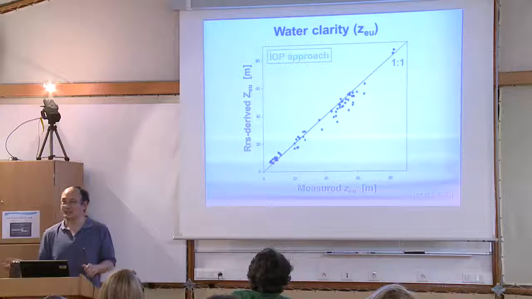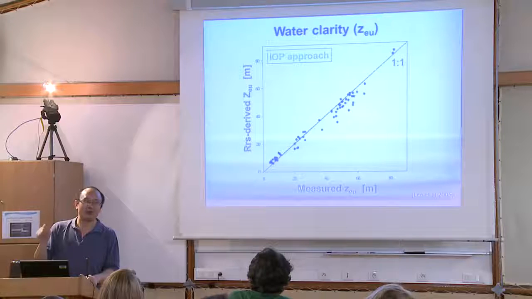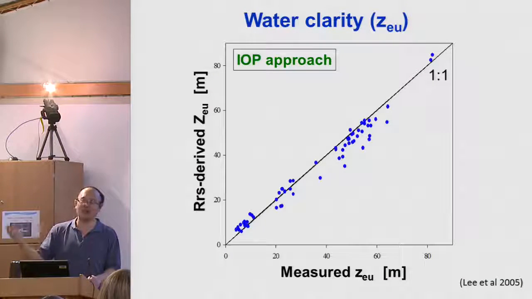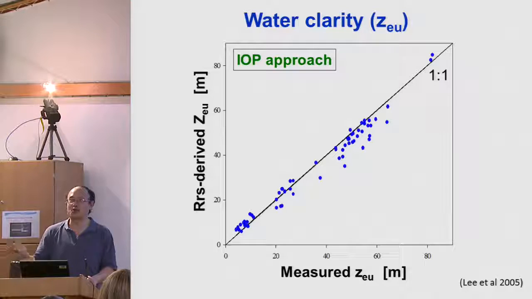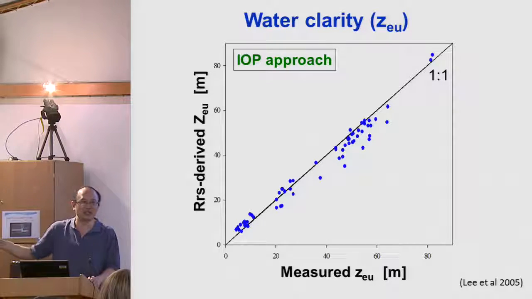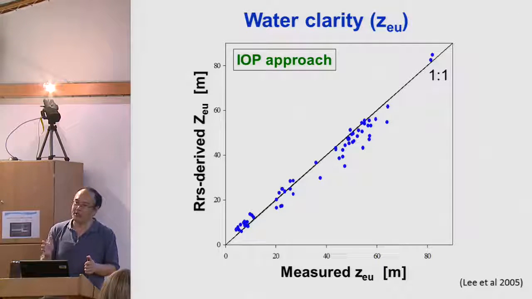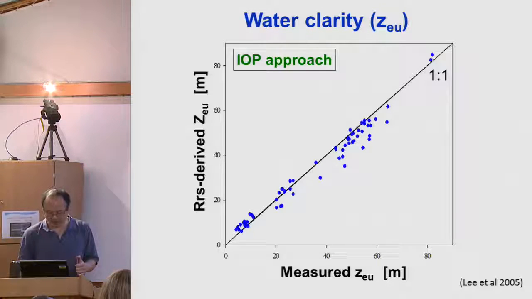But in remote sensing, if you see some results exactly on the 1-to-1 line, automatically question it, okay? Because we have so many uncontrollable variables, how can you make it 1-to-1? Practically, it's impossible. So if someone shows you, I get 1-to-1, 100% right, don't believe it. Something is wrong. Anyway, this shows that from IOPs, we can also calculate the euphotic zone depth analytically and match the measurements very well.